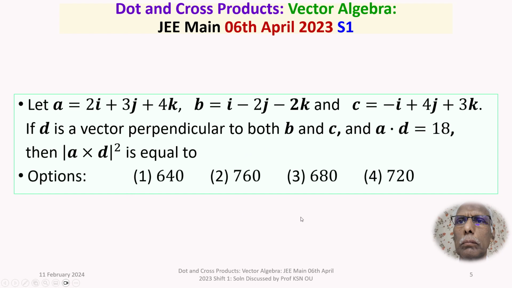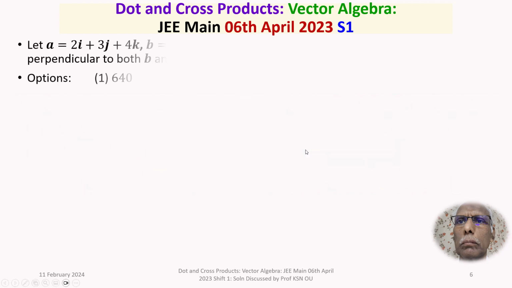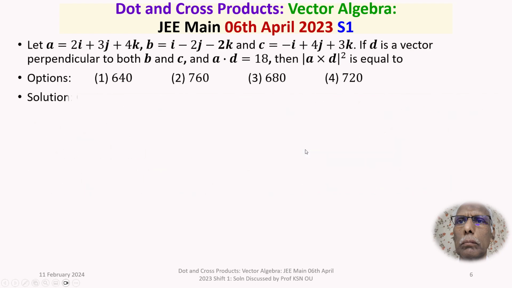We are given four options. We are given three vectors, vector A, vector B, vector C. It is given that D is a vector perpendicular to both B and C. Further, A dot D is equal to 18. Required to find mod of A cross D square. We now discuss the solution of the problem in detail.